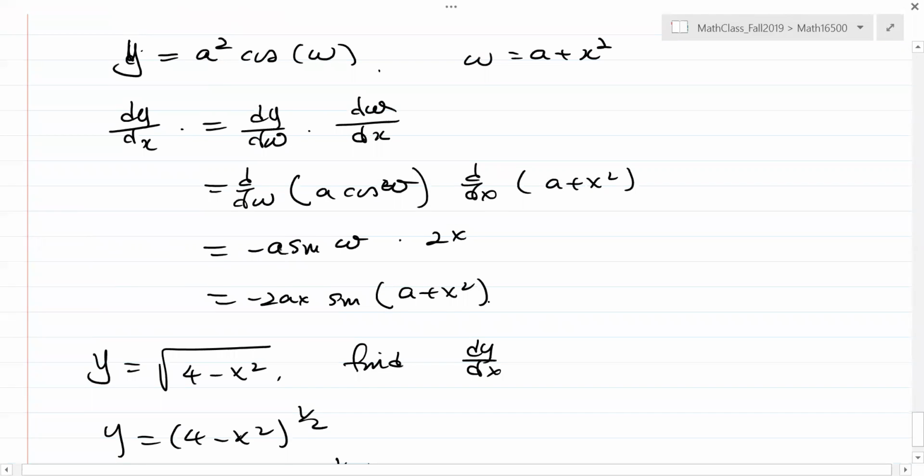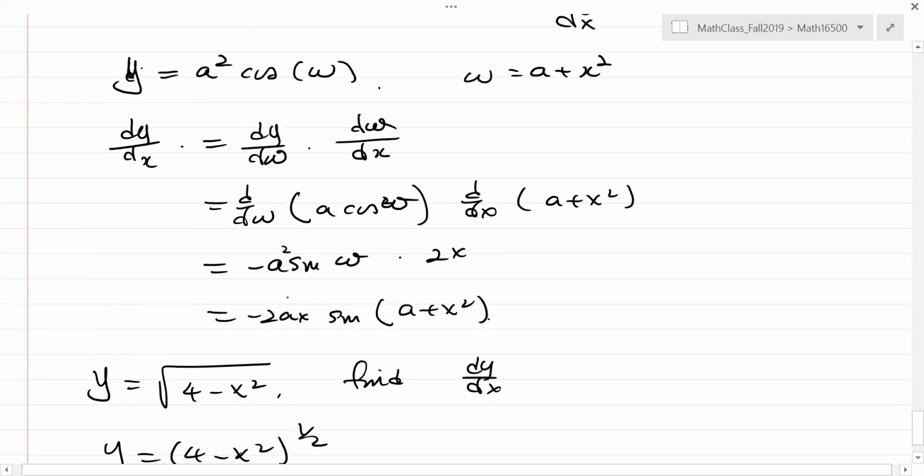Minus x squared. That's a square there, right? I don't know where it's gone. It's a square.